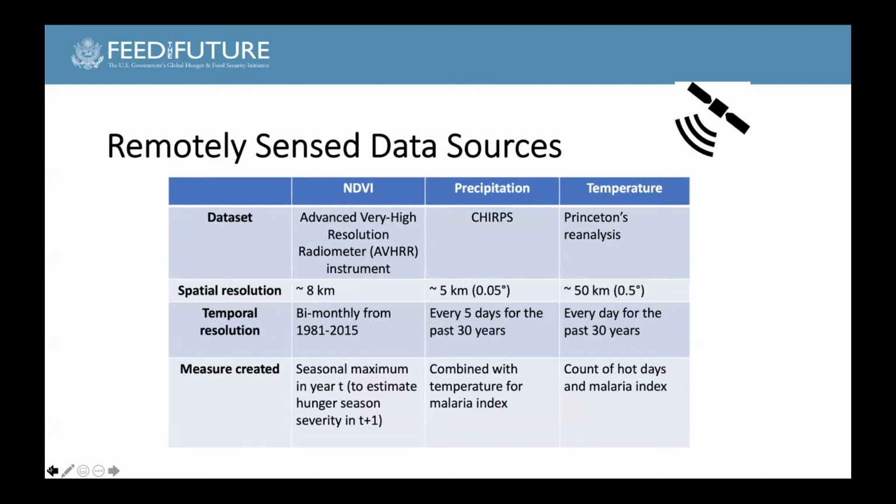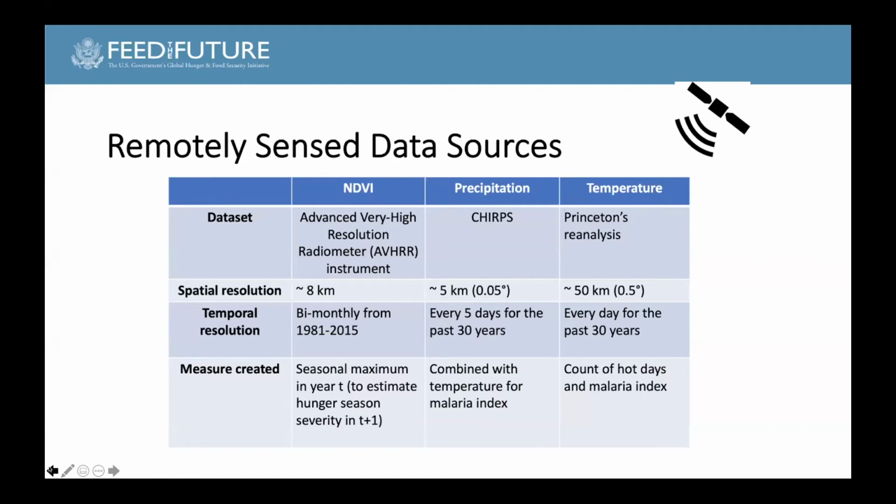Now, an important thing to notice on this slide, which is something that comes up anytime you try to do these types of things using different remotely sensed data sets, is you have different spatial resolutions. So we have 8 kilometers, 5 kilometers, and 50 kilometers that we had to figure out how to use together and how to think through. And we have different temporal resolutions. So those might restrict our analyses in important ways.